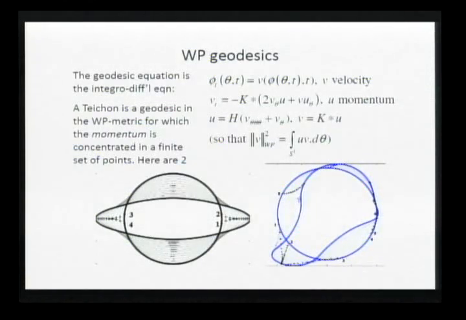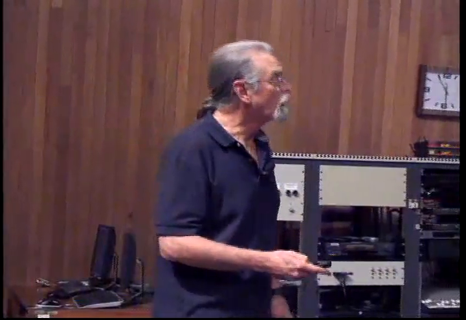Here are two examples of geodesics, where in this case, on the circle, the momentum is only at those points here, 1, 2, 3, 4. Those points come together very rapidly, and they sort of pull the shape out. Eventually it becomes a lens with a singularity at the two ends. And here's a more complicated one that my student, Sergei Kushnarev, called Donald Duck. A lot of this work is due to him.